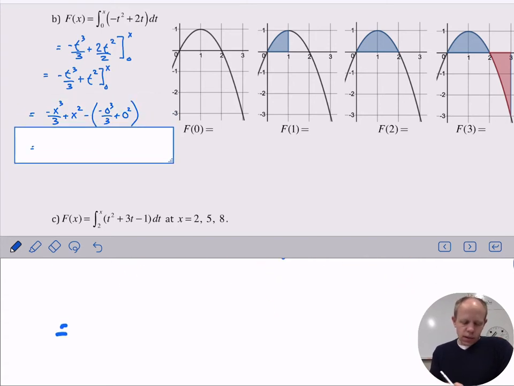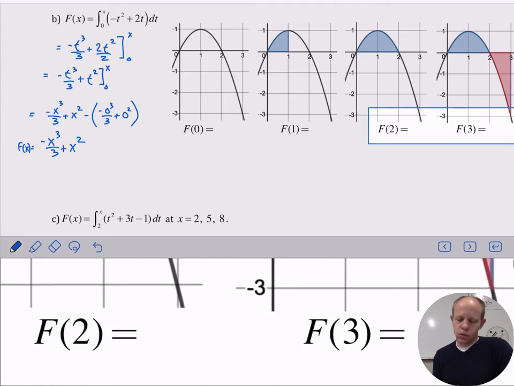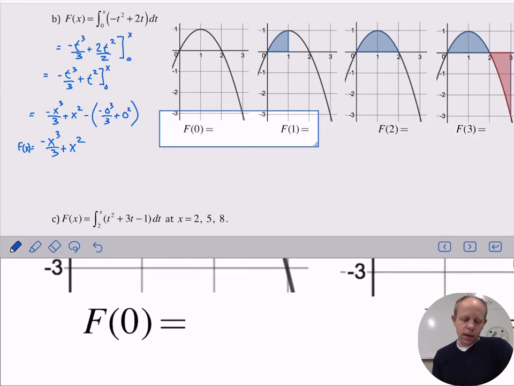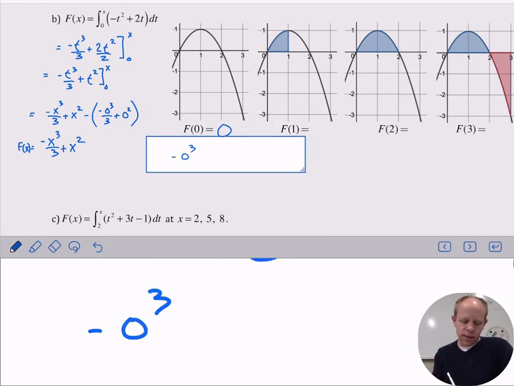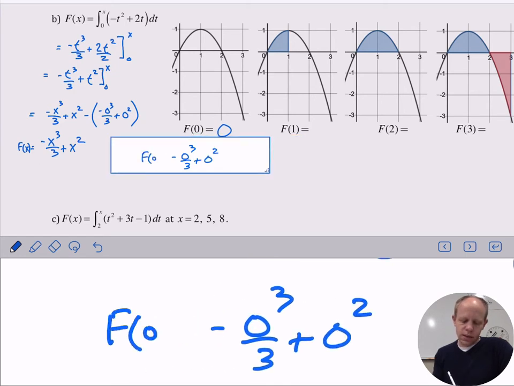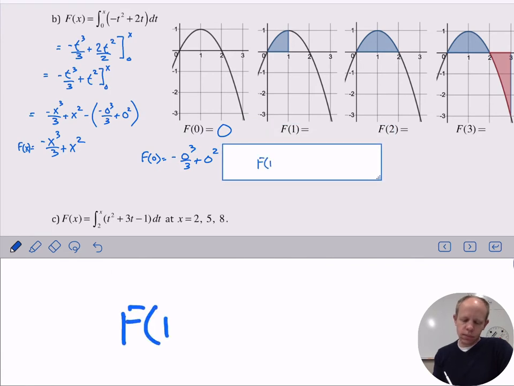And so now we just have capital F at x is equal to the opposite of x cubed over 3 plus x squared. And now we're going to go ahead and find these at 0, 1, 2, and 3. Well, at 0, we should get 0 because we're starting at 0 and going to 0. And notice that that is the case if we plug in 0 here. So the capital F at 0 does give us 0. Capital F at 1 means we're going to plug 1 into the accumulation function.